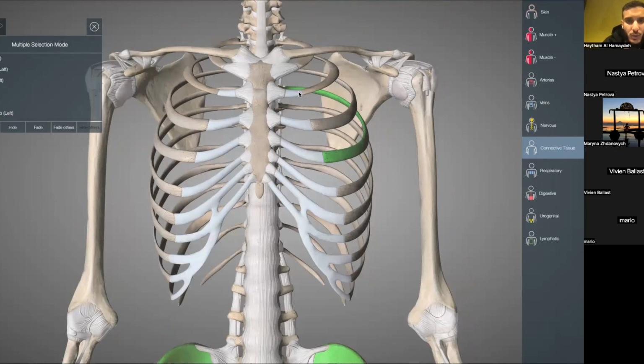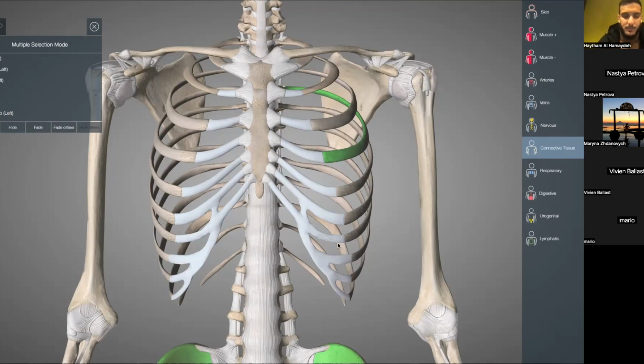Costochondral joints. Costochondral joints are between the rib and the costal cartilages. So anteriorly, you know all of them now: sternocostal, costochondral, interchondral. This one is fibrocartilaginous. This one is reinforced by sternocostal ligaments because it has a thin capsule. 11 and 12 do not have anterior joints.